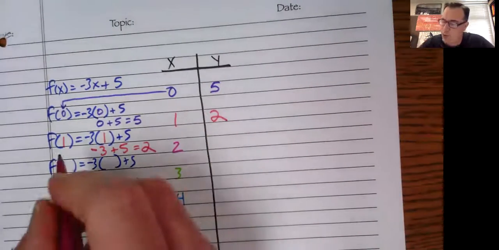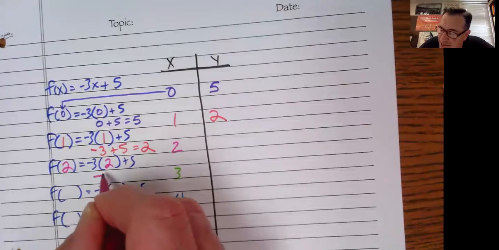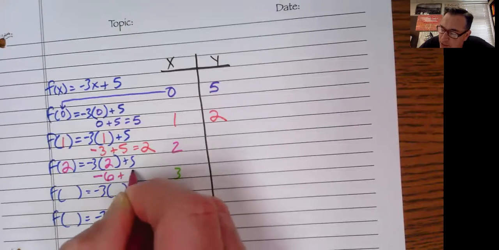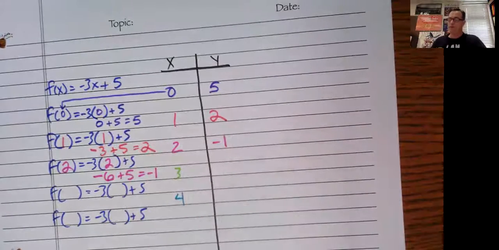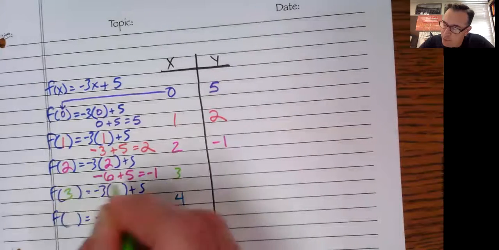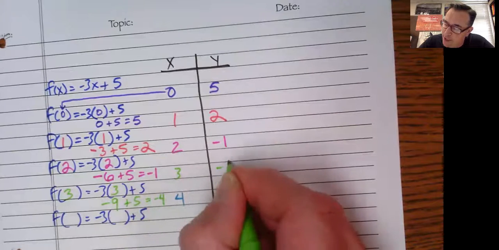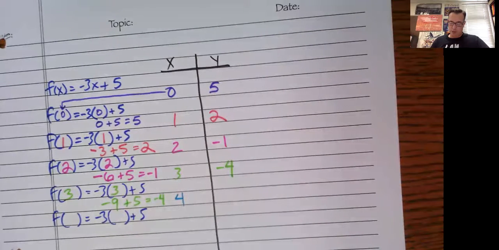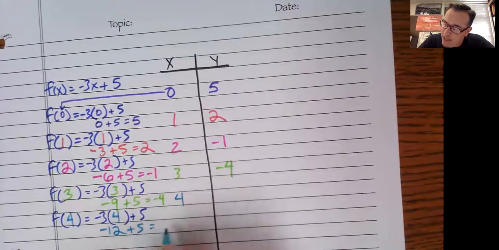Then I'm going to do the 2 plugged in. -3 times 2 is -6. Plus 5 is going to equal -1. So that'll be right here. Then I'm going to do the 3. Plug in a 3 here and here. -3 times 3 is -9. -9 plus 5 is equal to -4. So that'll be here. And then for my last one, f of 4, -3 times 4 is -12 plus 5 will be -7.